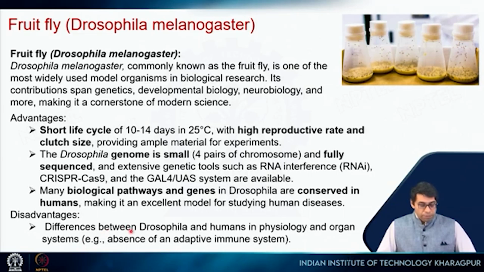Disadvantages: differences between Drosophila and humans in physiology and organ systems. For example, absence of an adaptive immune system. So these things make it difficult to study certain phenomena in Drosophila which are important for humans. So in that case, you go to a different model, which will be a mouse model.